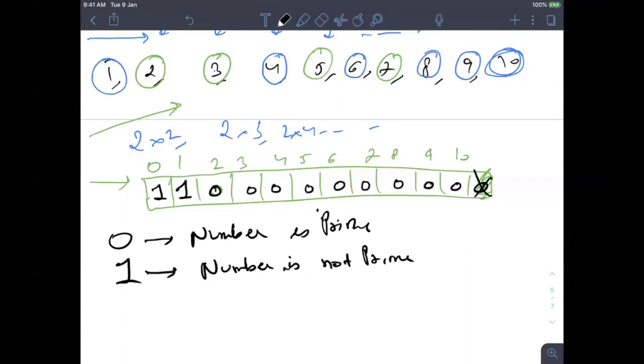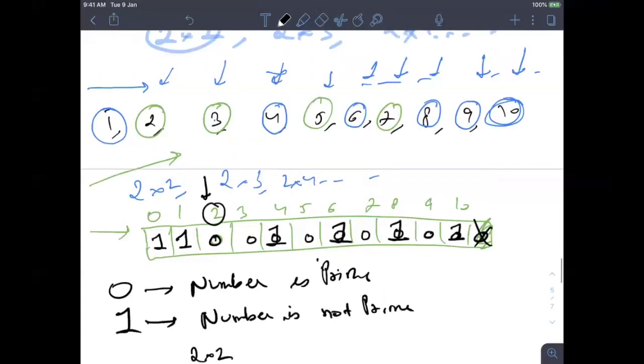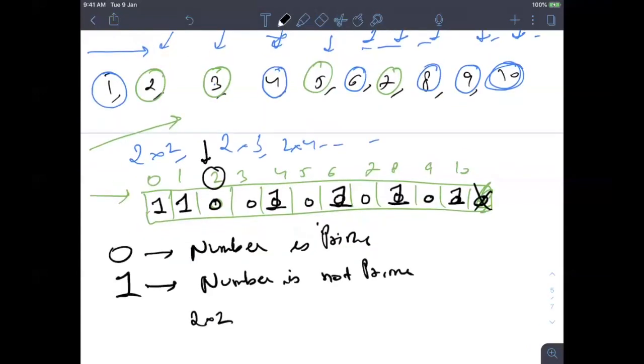Again, I'll do the same thing. I'll iterate from 2 to 10. First I'll pick 2. I'll see it's 0, so it's a prime number. So I'll mark its multiples. The first multiple is 2 into 2, which is 4. I'll mark it as 1 because now it's not a prime number. Then 6 I will mark 1, 8 I will mark 1, and 10 I will mark 1. So I'm just doing the same thing that I did earlier in the form of coding. Earlier I was marking circles, now I'm using 0 and 1.